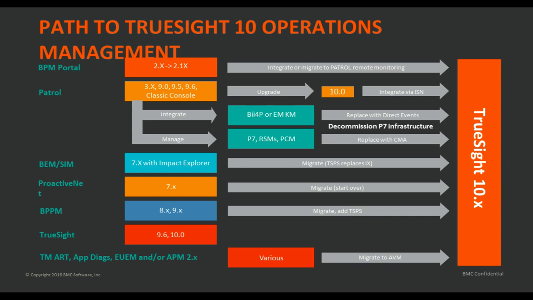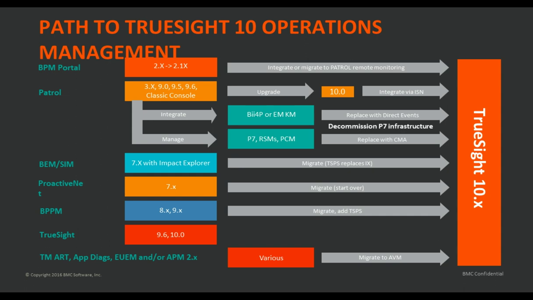So starting with the portal, if you have BPM portal today, which is the remote, the agentless collection, then you're on version 2.x, whatever that is. I think it goes up to 11 today. There's two ways to get to TrueSight. One is you can actually integrate the portal directly into TrueSight. You can pull the data, so you can still do the analytics on that data, or you can convert or migrate to Patrol remote monitoring, because as of a few releases ago, Patrol has the ability to do basically the same thing that the portal is doing.